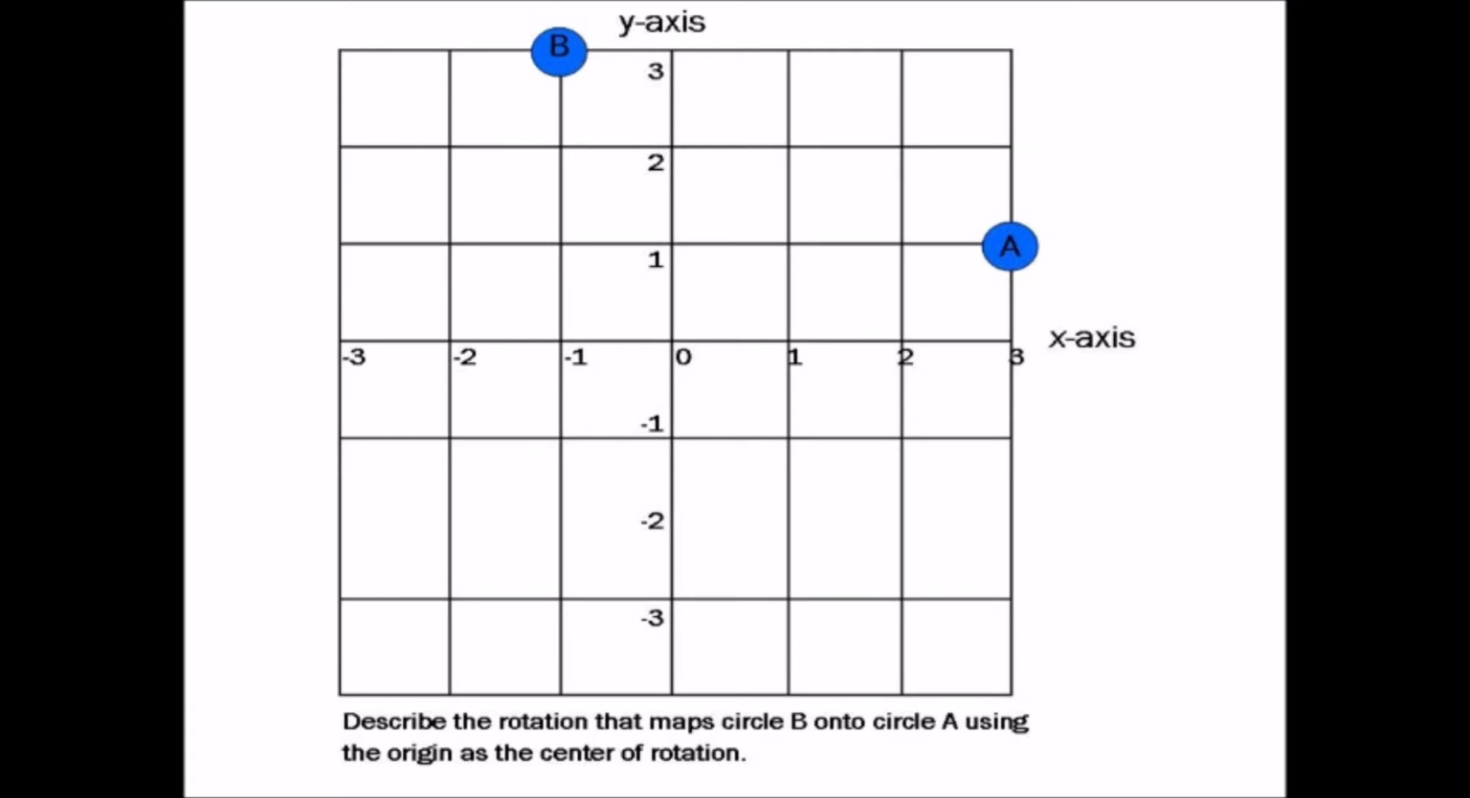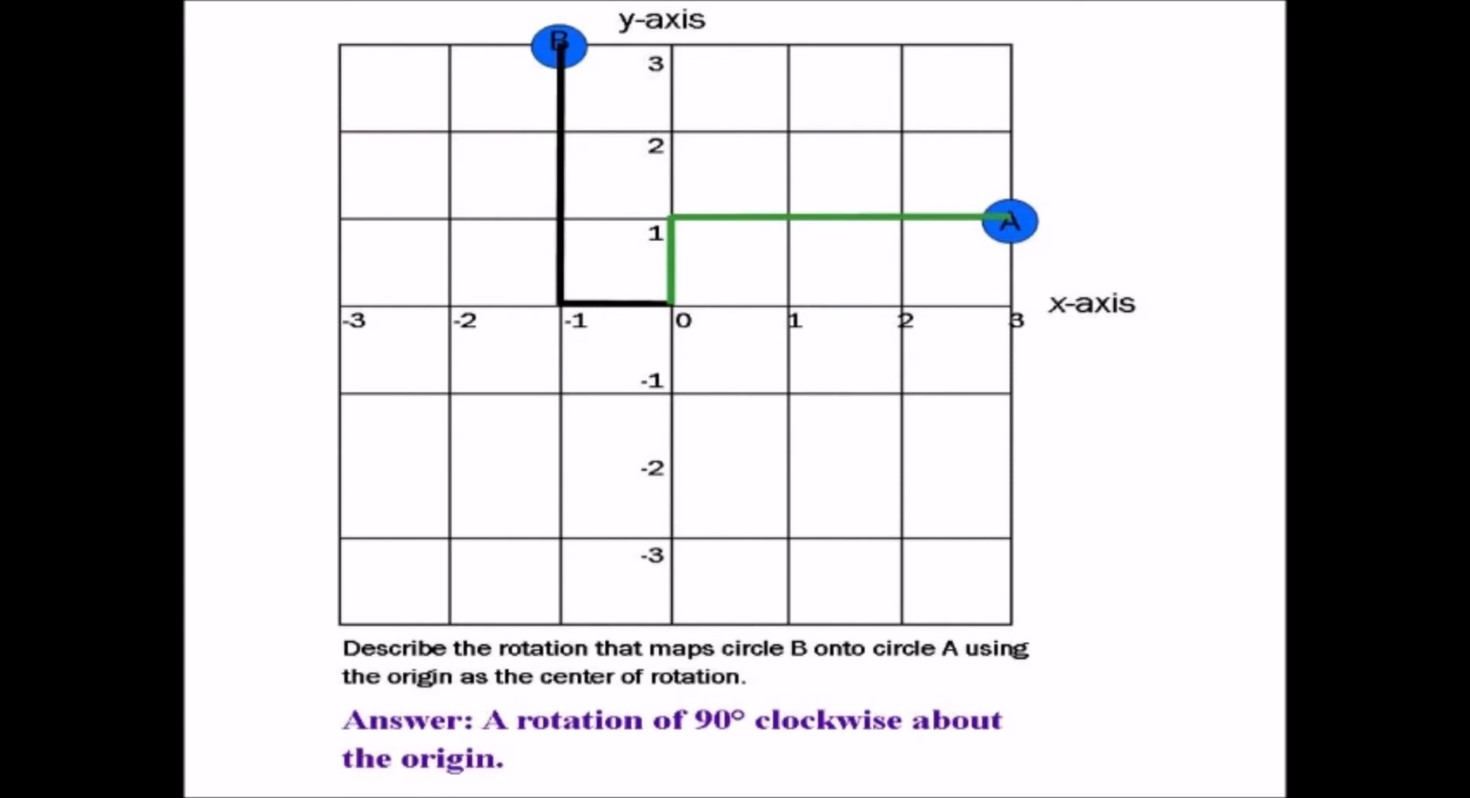Okay, now let's look at another one. Describe the rotation that maps circle B onto circle A using the origin as the center of rotation. So again, we're working from the origin. So go to the origin and we are going to attach the lines to B and then see how we end up at A. Would it be clockwise or counterclockwise? We have done the lines, attached it to B, and in order to get to A, we had to go to the right. So we're going to the right from the two quadrants at the top. We go to the right, then we're going clockwise.